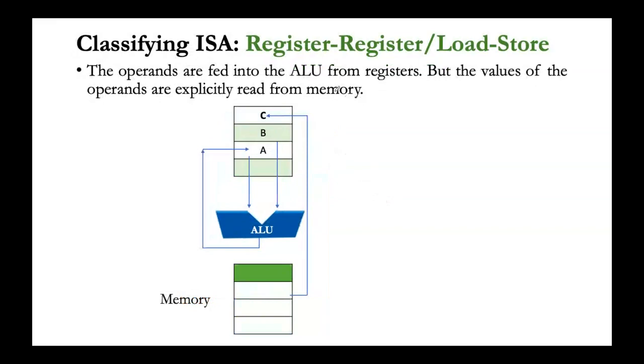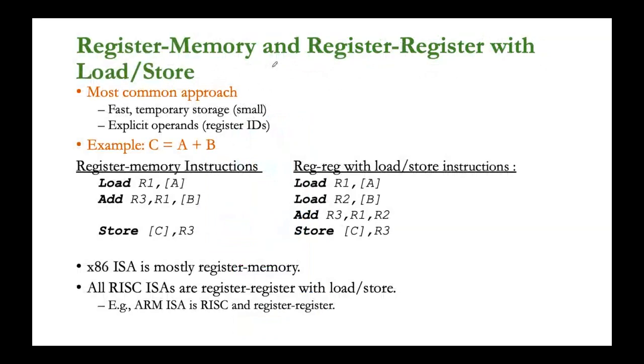Okay. So another one is register to register, or load and store. Here, the operands are fed into the arithmetic and logic unit from the registers, first operand and second operand for the addition, but the values of the operands are explicitly read from the memory. That means the values are in the memory, but first they are taken from there and stored in the register. In register memory and register load and store, the most common approach is to use very fast temporary storage. The explicit operands are your register IDs, that we call the addresses.